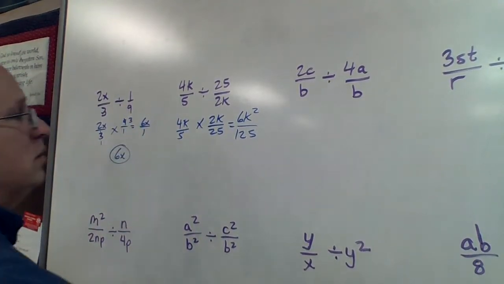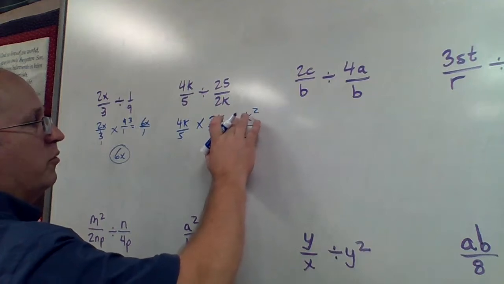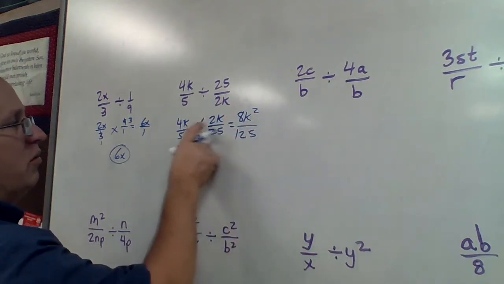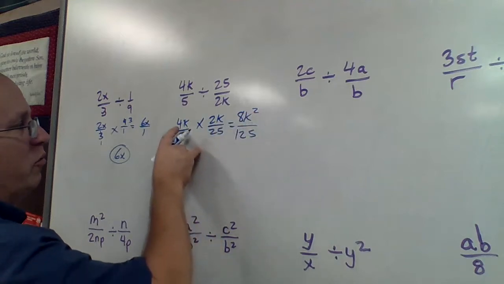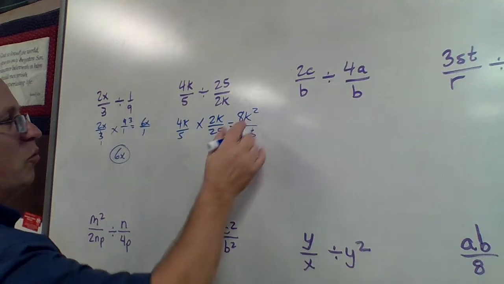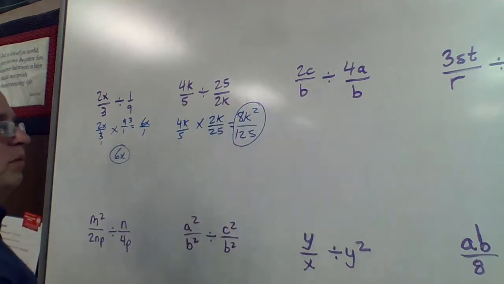And that would be wrong. Think about it. 4 times 2 is not 6. 4 times 2 is 8. K times k is k to the second. This is really 4 times k times 2 times k. So that's why it's k squared here. There's no simplifying we can do on that problem, so we're kind of stuck.